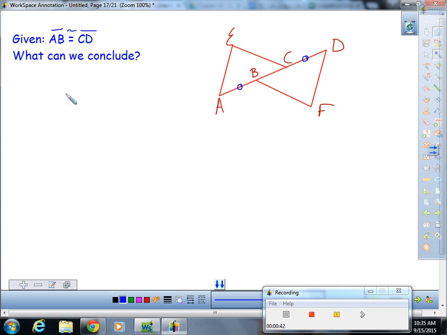We could conclude that AC, which is AB plus BC, is congruent to what? That's right, BD. Do you see that? And what would be my reason for that? This is my conclusion. And my reason would be what?